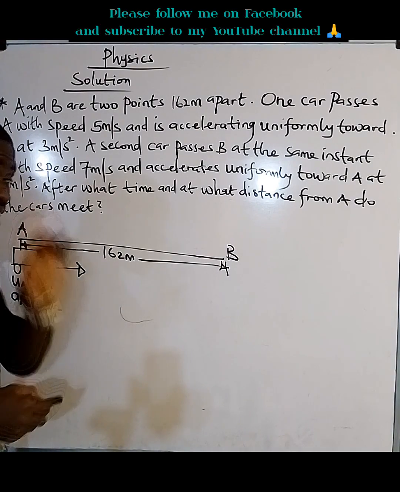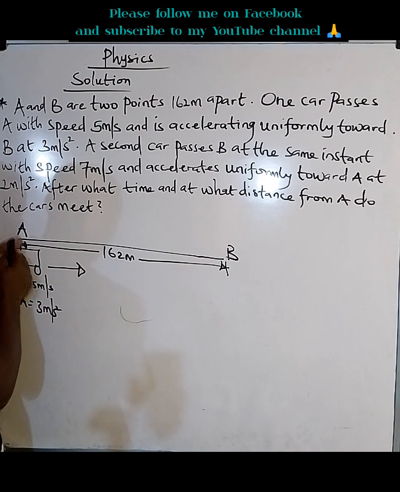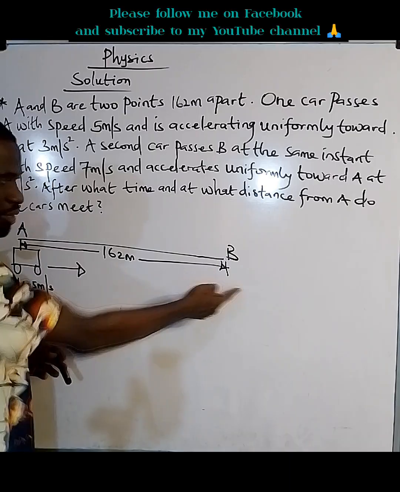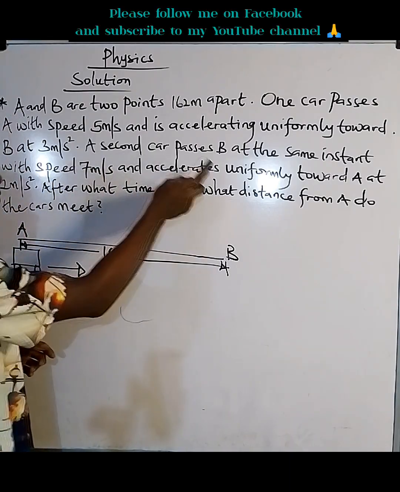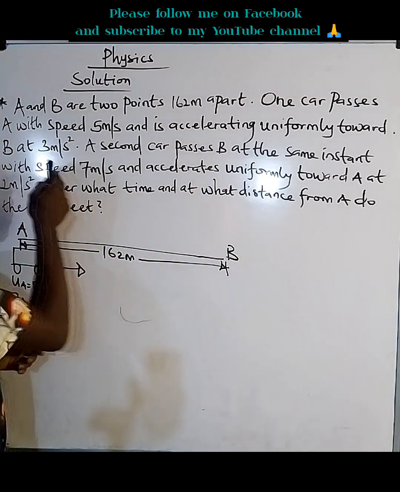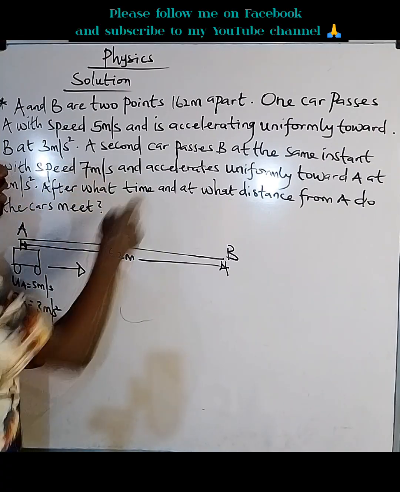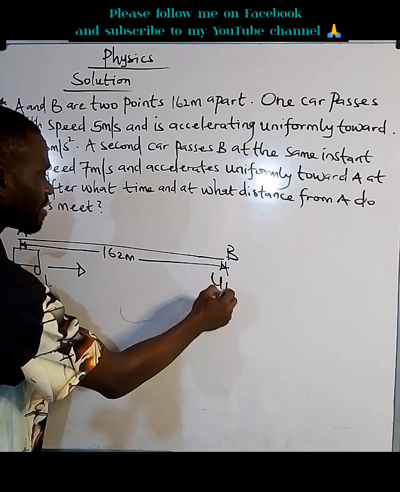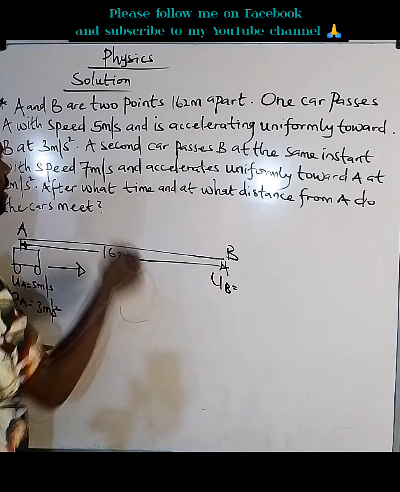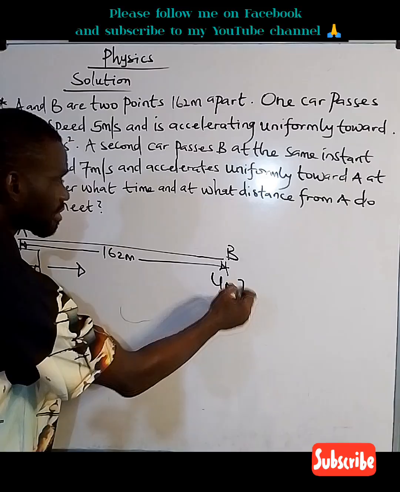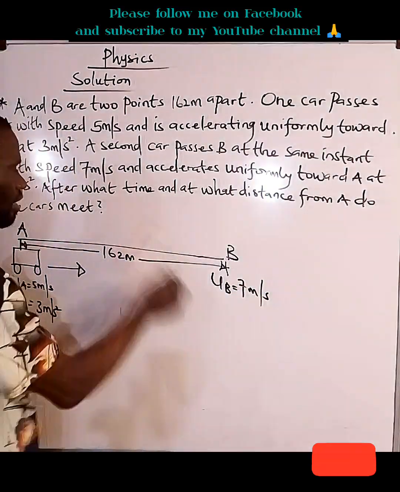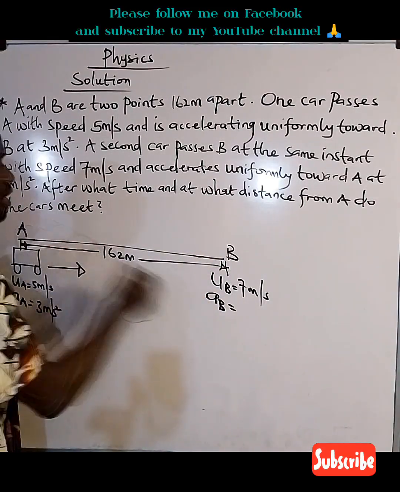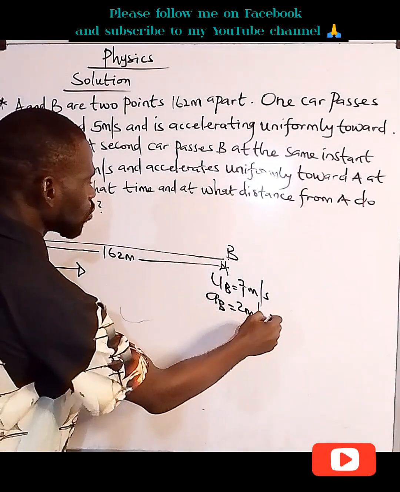Now, at that very instant that this car passes checkpoint A, another car was doing the same thing, passing checkpoint B. So look at it, a second car passes B at the same instant with a speed of 7 meters per second and accelerates uniformly toward A at 2 meters per second squared. So we have a car doing the same thing at this other checkpoint. But this car is moving with a greater speed of 7 meters per second, and the acceleration for this second car is 2 meters per second squared.